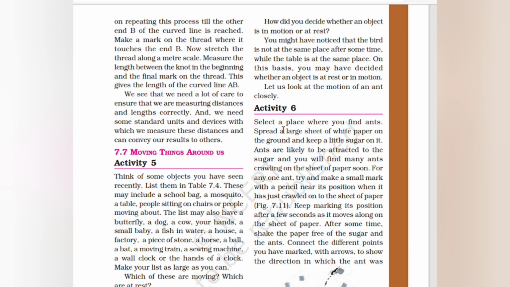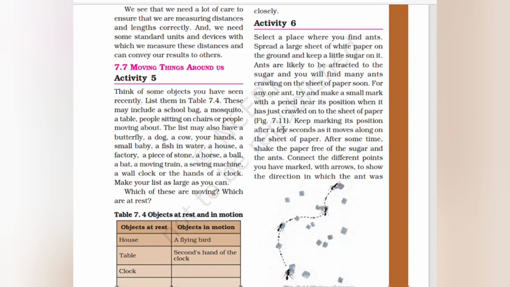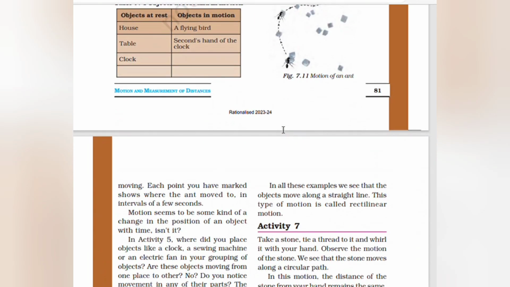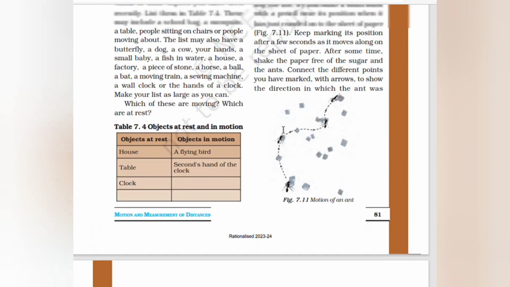After some time, shake the paper free of the sugar and the ants. Connect the different points you have marked. Draw arrows to show the direction in which the ant was moving. Each point you have marked shows where the ant moved to in intervals of a few seconds.